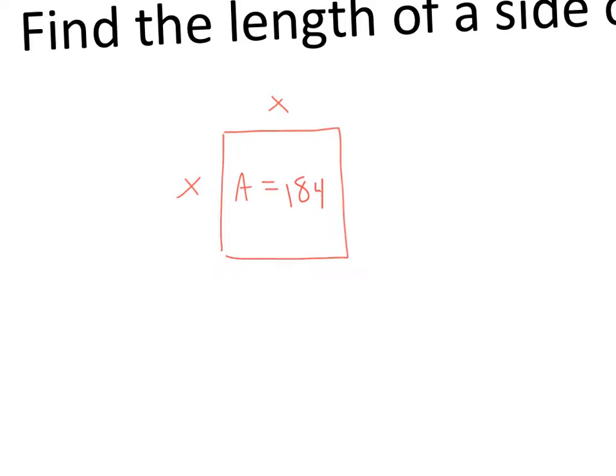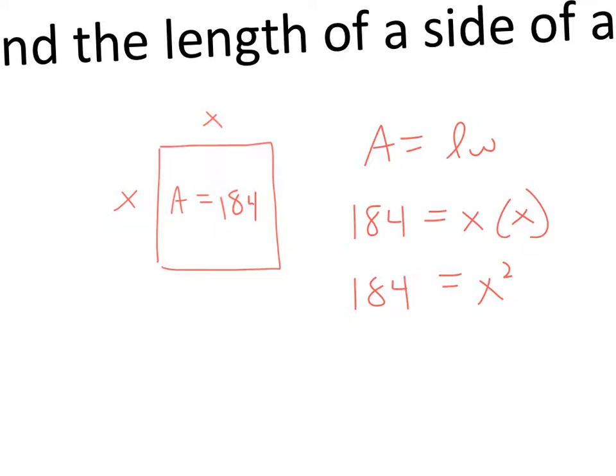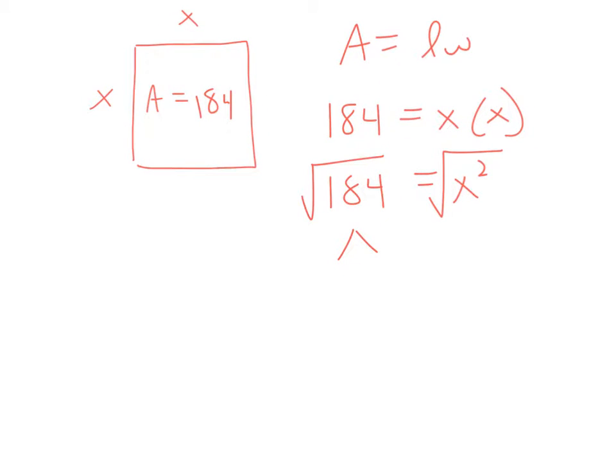Okay, so now thinking about your formula, area equals length times width, or side squared. So 184 equals x times x. And we know that x times x is x squared. Now you'll square root both sides. Okay, so we'll end up with, now it said exact, so I'm going to go ahead and break this down.